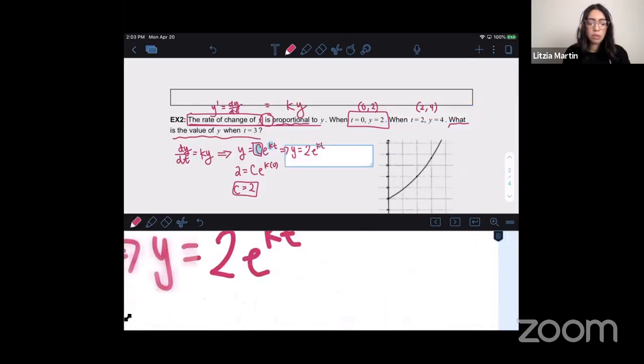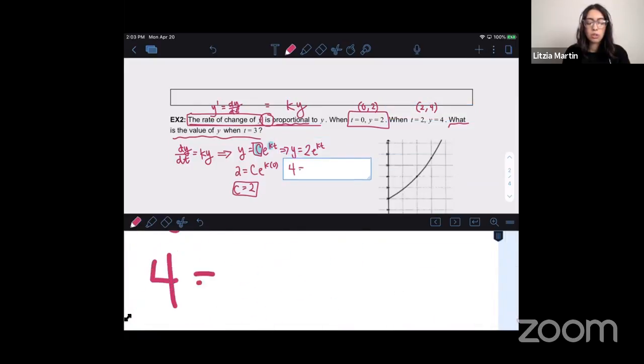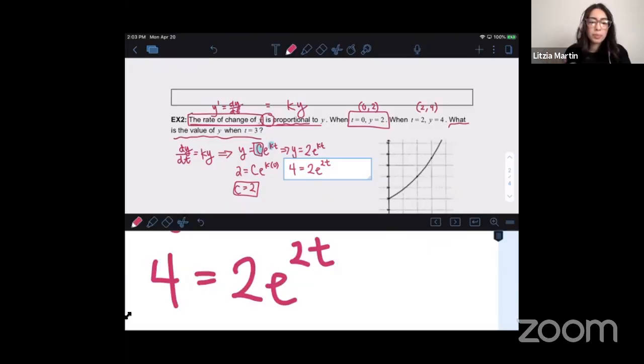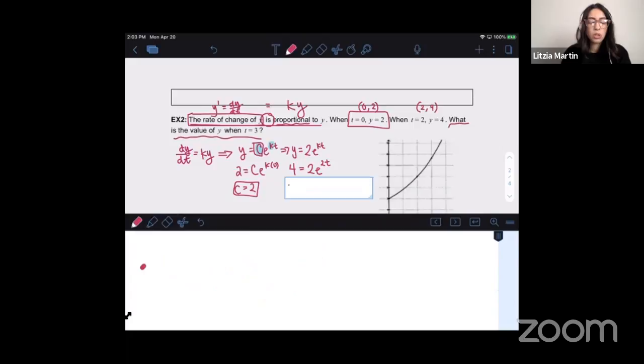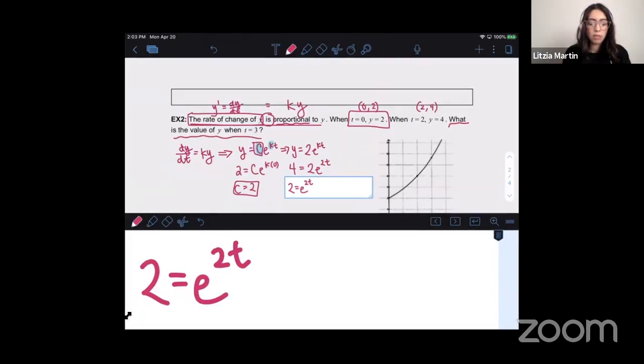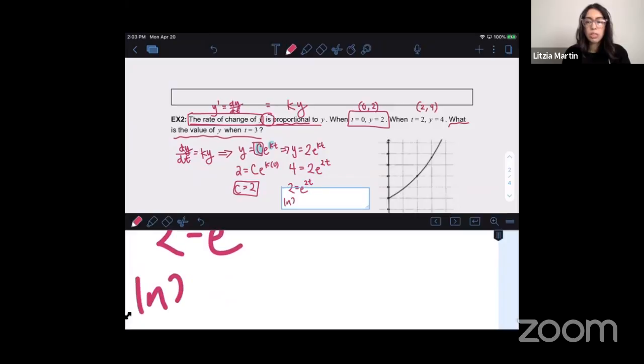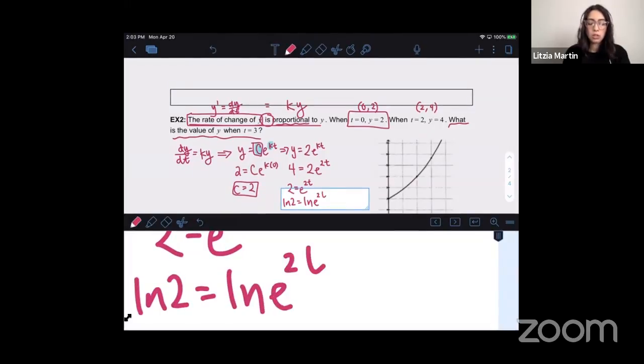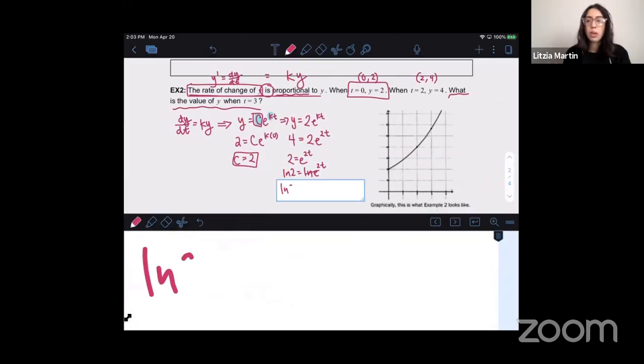That's going to be 4 equal to 2 times e to the 2t. And now t is the only variable. So all I have to do is solve for that t. I'll start by dividing by 2. So 2 is equal to e to the 2t. Then, in order to get rid of the e, I can take the ln of both sides. That gives me ln of 2 is equal to ln e to the 2t. So that cancels. I get ln of 2 is equal to 2t.